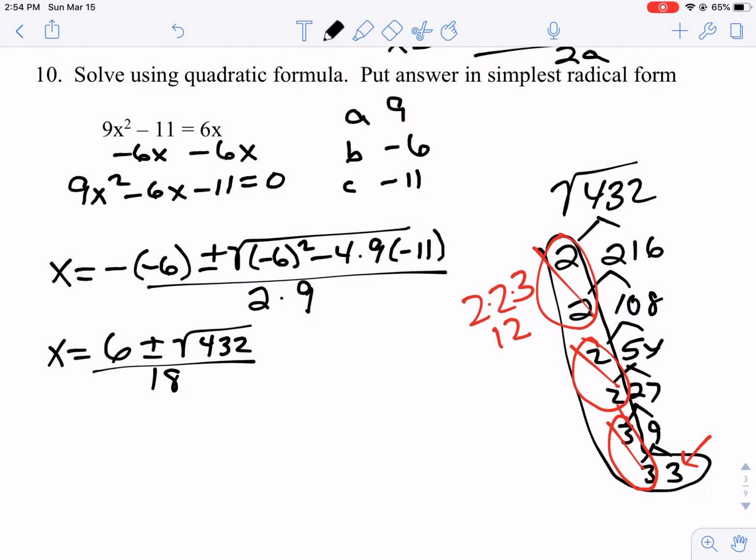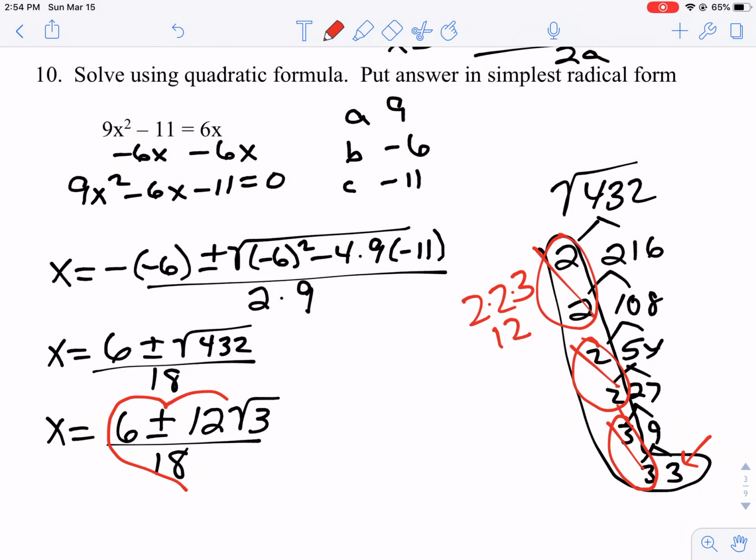So, back to our problem. 6 plus or minus 12 root 3 all over 18. Draw your heart around the pretty numbers. And let's see, what goes into 6, 12, and 18? 6 goes into all of them, so 6 divided by 6 is 1, 12 divided by 6 is 2, 18 divided by 6 is 3. So our final answer is x equals 1 plus or minus 2 root 3 all over 3.